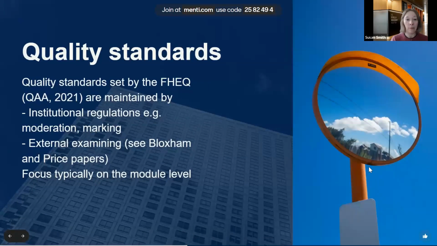So firstly, quality standards. We know the quality standards have been set by the Framework for Higher Education Qualifications, and they're maintained in our respective institutions through the institutional regulations and the practices around moderation and marking. And we know that external examining has an important role to play, but also that it's been criticised in the past. There is a whole series of papers written by Bloxham and Price on that.